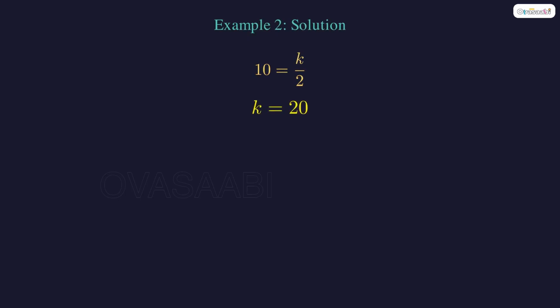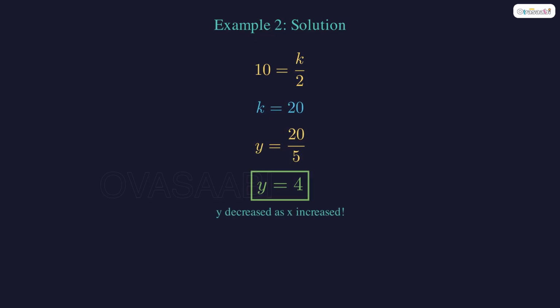Substitute, 10 equals k over 2, so k equals 20. Now with x equals 5, y equals 20 over 5, which is 4. Notice y decreased as x increased.